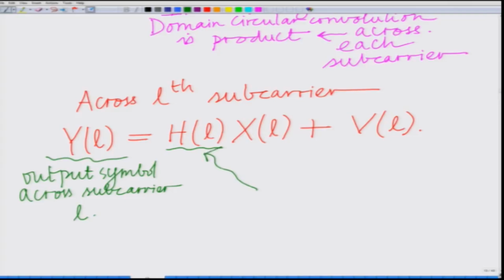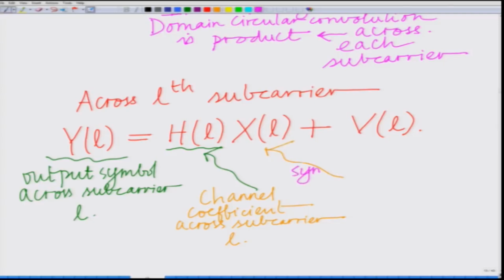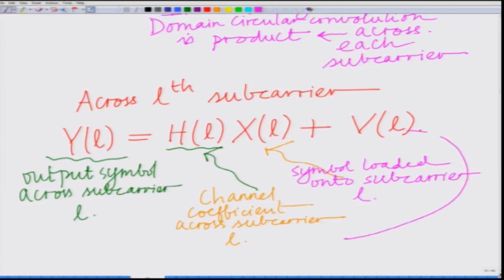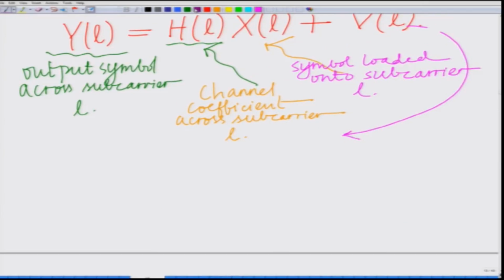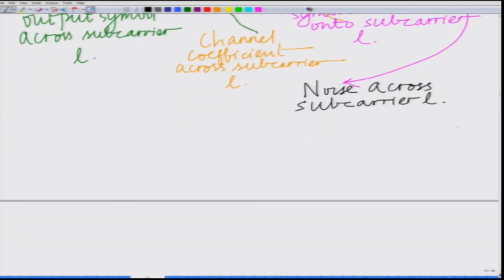HL is the channel coefficient across subcarrier L. XL is the symbol loaded onto subcarrier L. And VL, not to forget, is the noise across subcarrier L. And therefore, we said the number of subcarriers is equal to capital N, where n equal to 4.